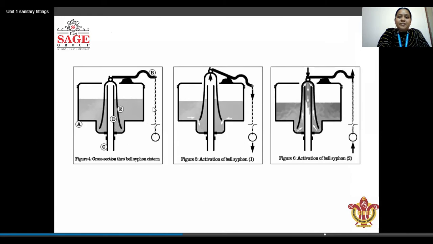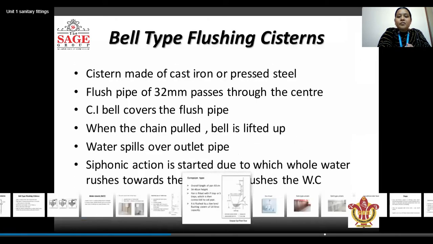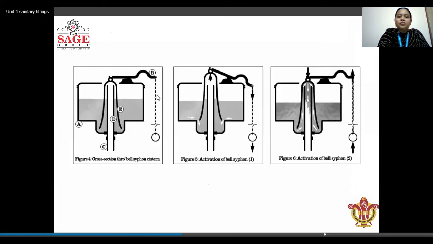These are the examples. In the first diagram, it is simply the same diagram, before flushing, before pulling the chain. In the next diagram, you can see that by pulling, you can activate the bell siphon, and simply the siphon opens and siphonic action starts. The water rises up and fills this pipe, and the flush starts. You can observe in these three diagrams how the siphonic action is started.